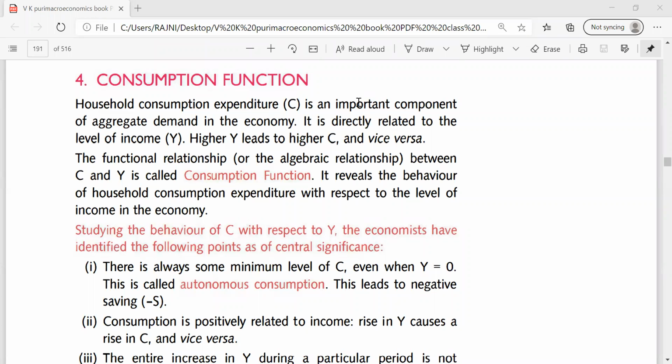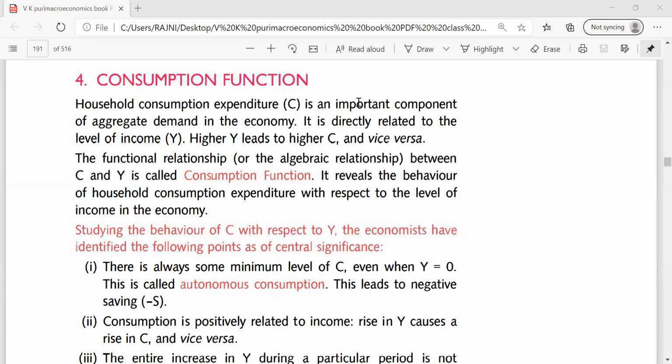Today we will discuss our next concept of chapter number 7, which is the consumption function. Up to the previous topic, we have studied the concept of aggregate demand, the components of aggregate demand in the different sectors, as well as the concept of aggregate supply. Now we already know that aggregate demand is mainly related to the consumption expenditure and the investment expenditure in the economy. So now we will discuss the next topic, which is the consumption function.